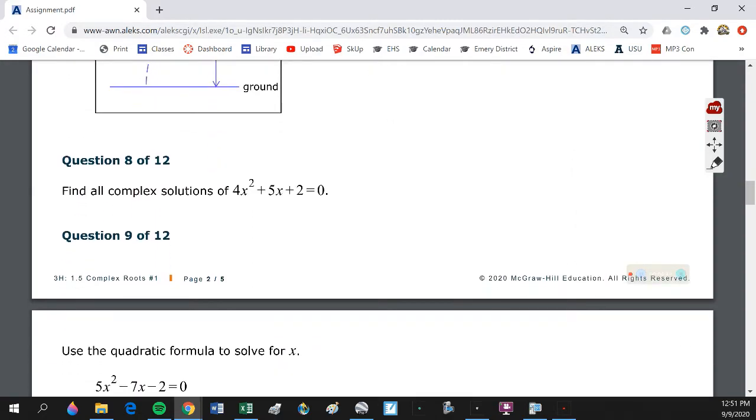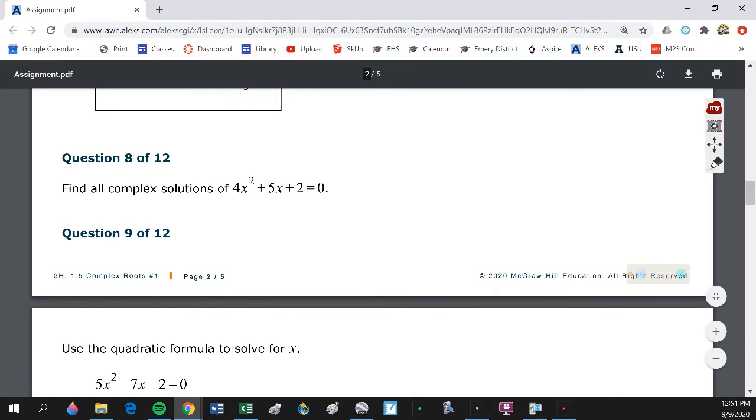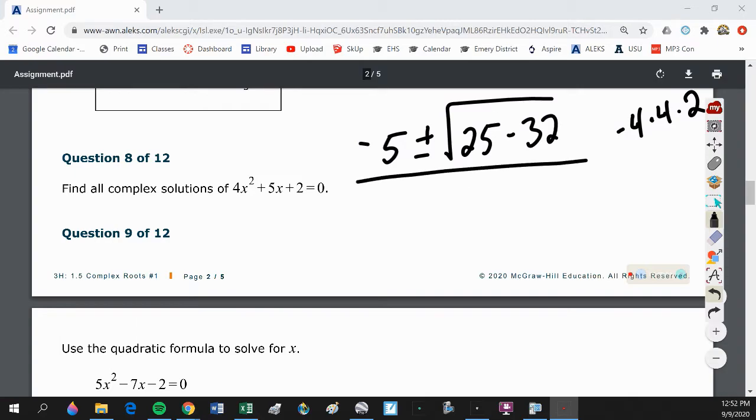All right, let's try this one. Yep, I think this will work. So, negative 5 plus or minus the square root of 25, and then negative 4 times 4 times 2, that's 32, over 8.